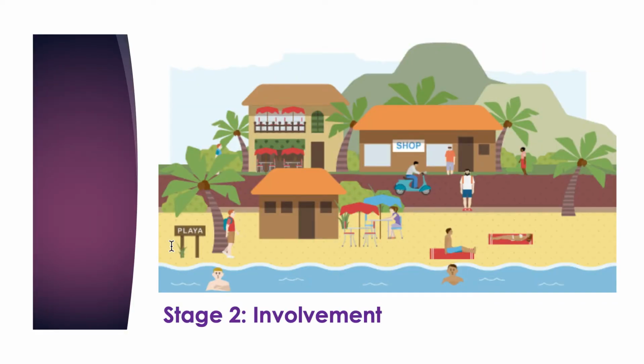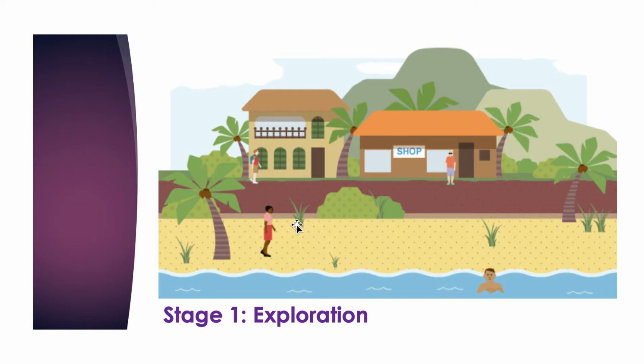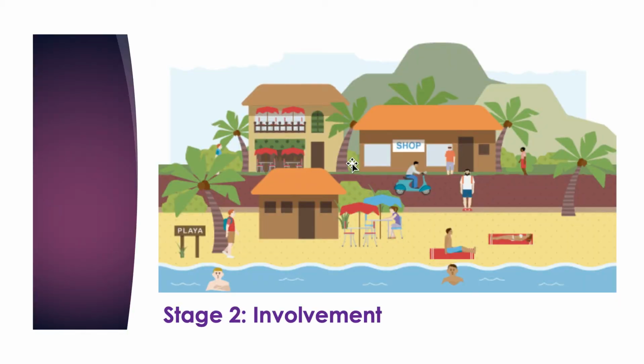Okay, let's look at the comparison. Very few tourists going there and no facilities at all. How about later on? You see more tourist facilities, more tourism products, and also more tourists. So the stage 2 we call involvement. Involvement is the stage where the number of people visiting the area is increasing.